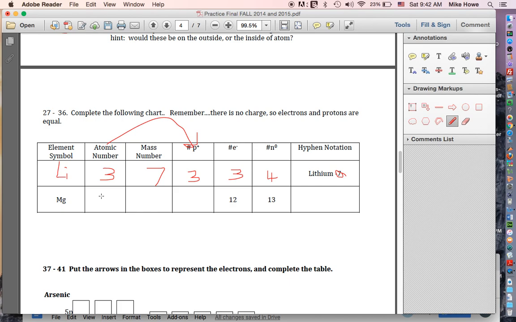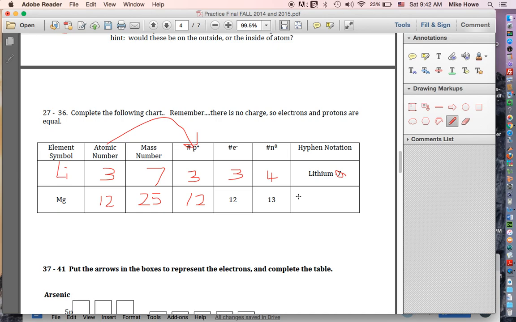For magnesium, the atomic number is 12. Look at your periodic table. Mg stands for magnesium. We know that there are 13 neutrons. Since protons plus neutrons equals mass, the mass has to be 25. It'd be 12 plus 13. Total number of protons is 12. I already said that, but I said atomic number because they're the same thing.